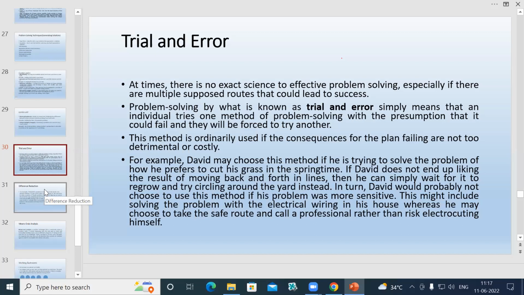For example, David may choose this method if he is trying to solve the problem of how he prefers to cut his grass in the springtime. If David doesn't end up liking the result of mowing back and forth in lines, then he can simply wait for it to regrow and try circling around the yard instead. In turn, David would probably not choose this method if his problem was more sensitive, such as the electrical wiring in his house, where he may take the safe route and call a professional rather than risk electrocuting himself. So this is the example of trial and error.